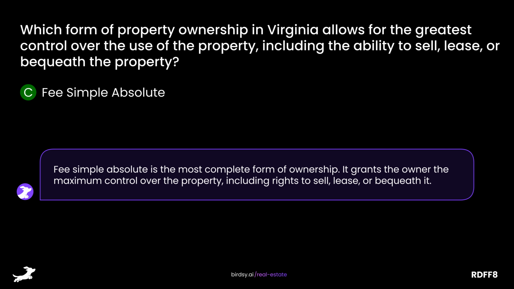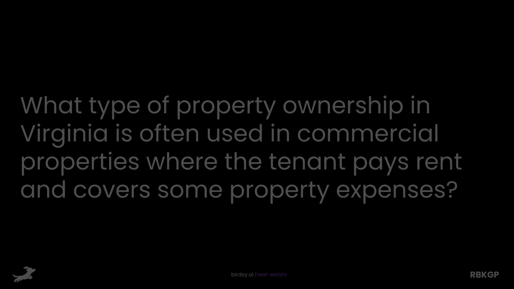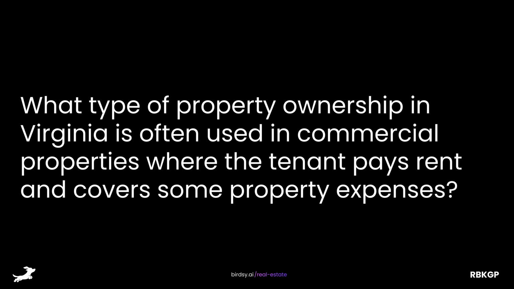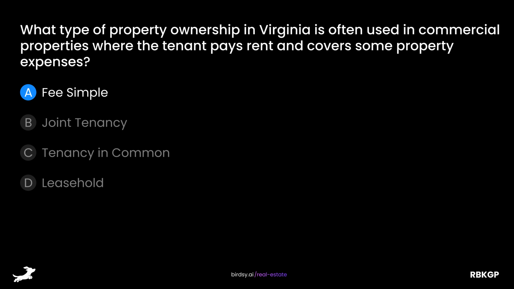It grants the owner the maximum control over the property, including rights to sell, lease, or bequeath it. What type of property ownership in Virginia is often used in commercial properties where the tenant pays rent and covers some property expenses? Is it A, fee simple, B, joint tenancy, C, tenancy in common, or D, leasehold? The answer is D, leasehold.